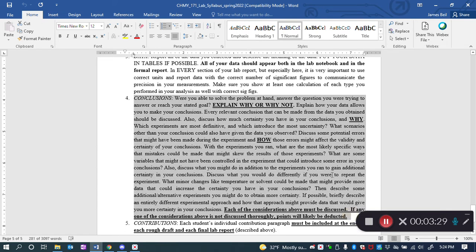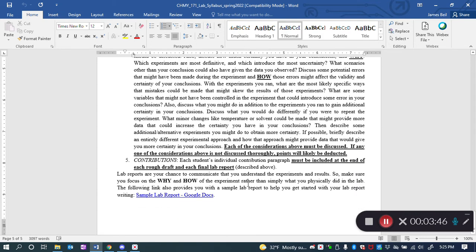What conclusions can you make from the lab data? What errors might you have made? What might you have done differently? So make sure there's a lot of detail here. Read through the section before you go to write the lab report so you know you're including everything I'm looking for. And then at the end of the lab report, this is a really important part.